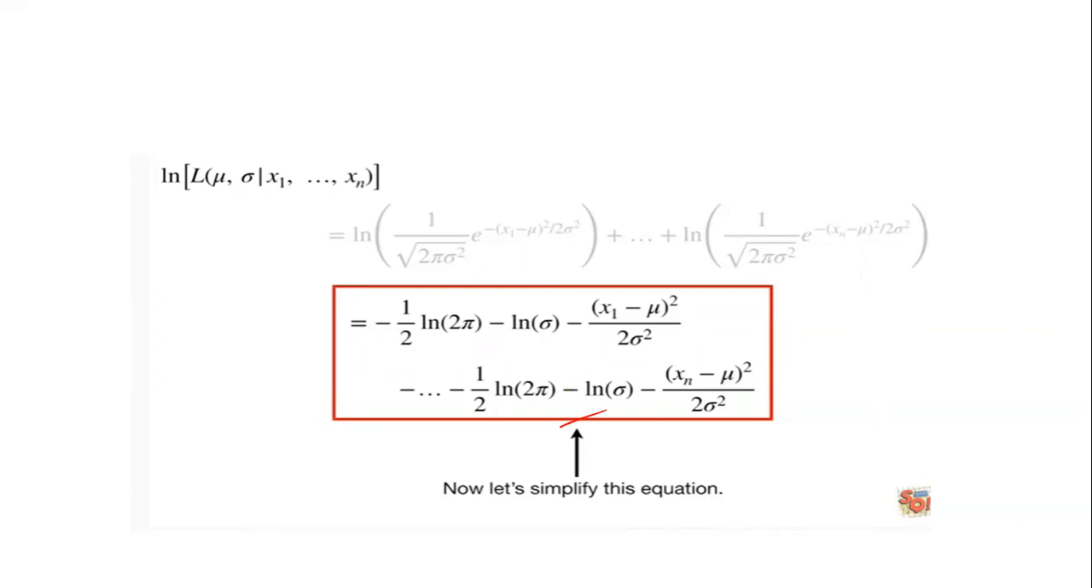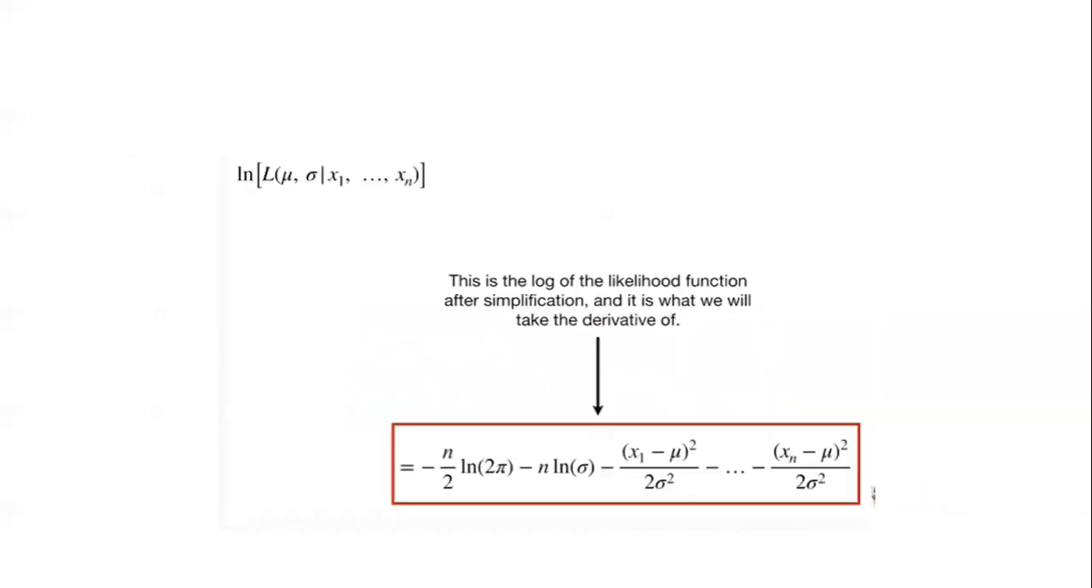Right. So we get an equation something like this. Okay. So now for this equation, we have to actually take the derivative. So we have to take derivation twice. First, we have to take derivation with respect to mu, keeping sigma as constant, and then we have to take derivation with respect to sigma, keeping mu as constant.